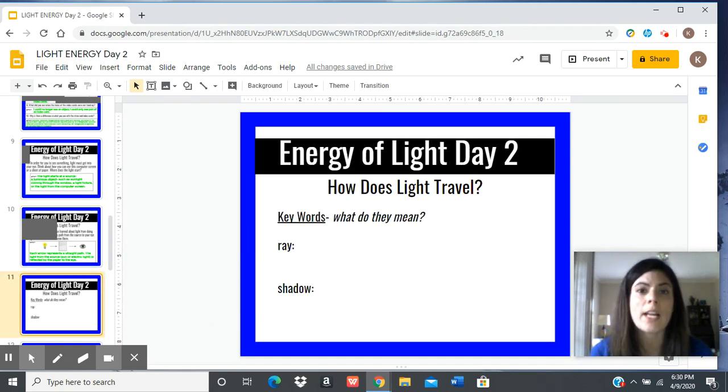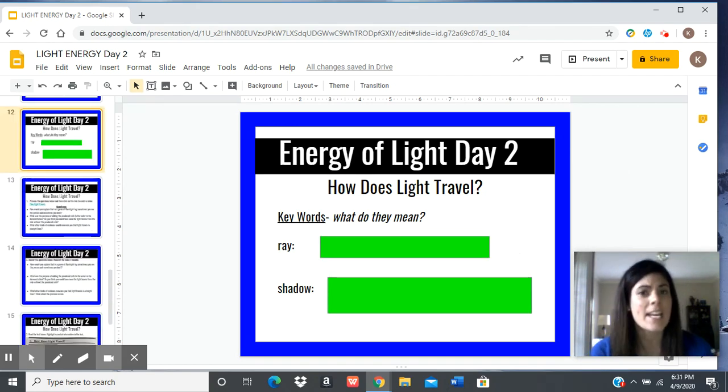Let's continue with our lesson, Energy of Light, Day 2, How Does Light Travel? The key words we mentioned yesterday were ray and shadow. What do they mean? Take a minute and think about the definitions of ray and shadow. We are learning about rays, lines, and angles in math class. Do you think the ray we are studying in math class is the same as the ray we're studying in the energy of light? Probably not. Take a minute and create your own definition of ray and shadow based on what we just learned about the path of light.